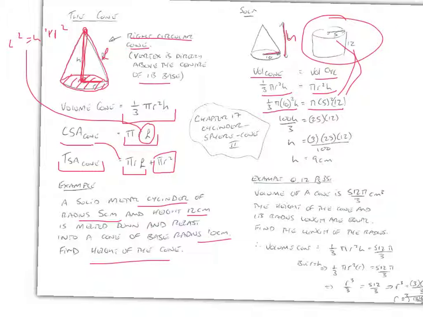So pi will cancel, which often does. We have 100h over 3 is equal to 25, 5 squared, by 12. So h is all of this times 3, bring that over and divide it by 100. h is equal to 9 centimeters.